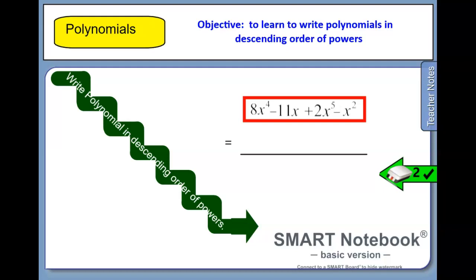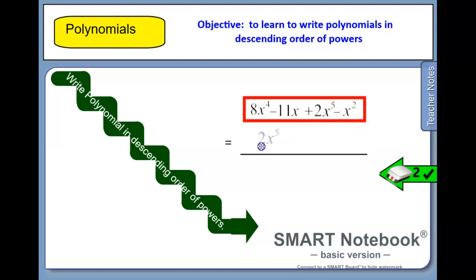8x to the fourth minus 11x plus 2x to the fifth minus x squared. Now, each one of these separate things is a term, and they cannot be combined unless you have the same exact variable raised to the same exact power. So the only thing that we can really do with this is pretty it up. We're going to take this and make this look a little bit more mathematical, and we're going to do that by putting it in order from highest power to lowest power.